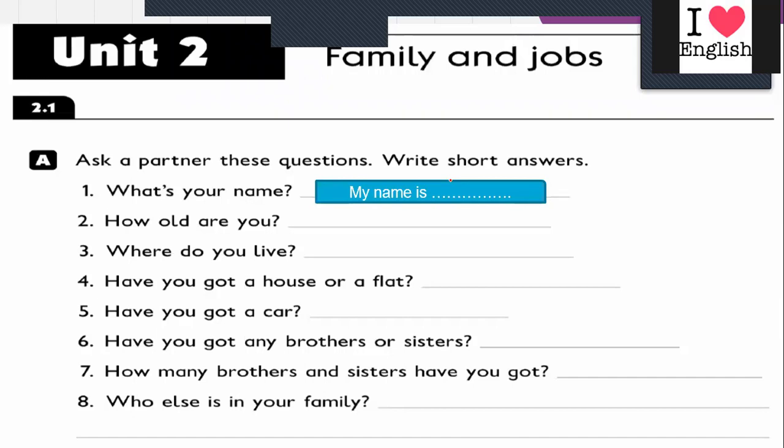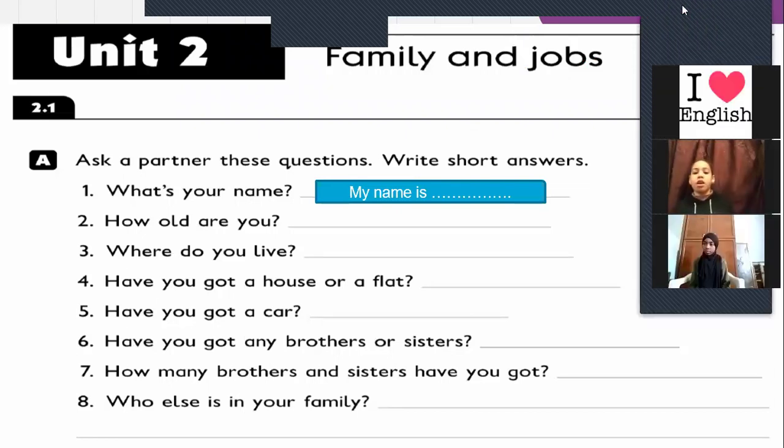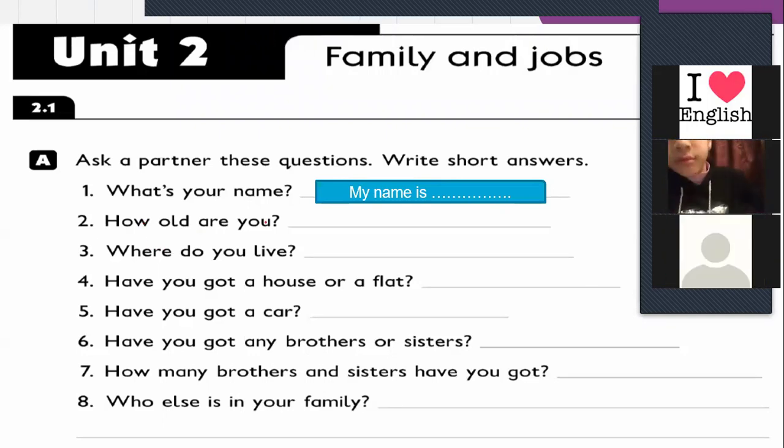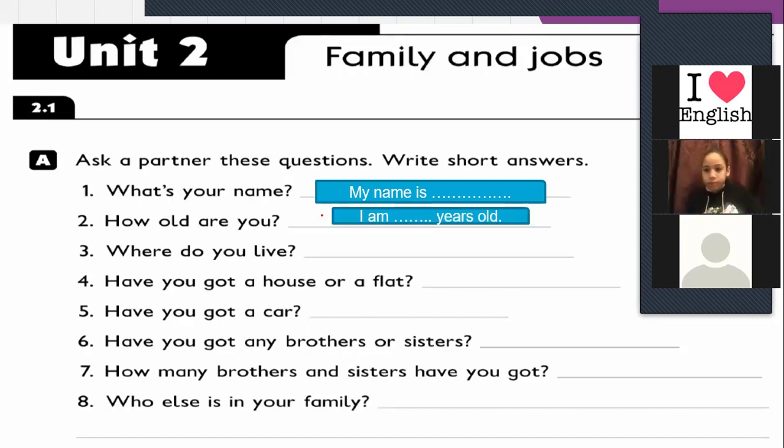What about number 2 now? Yes, Fatima and Khadija. How old are you? I'm 13. Yes, I am 13 years old.